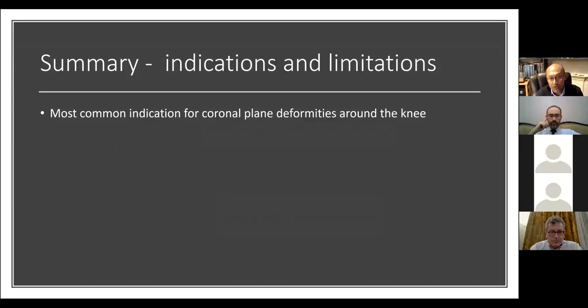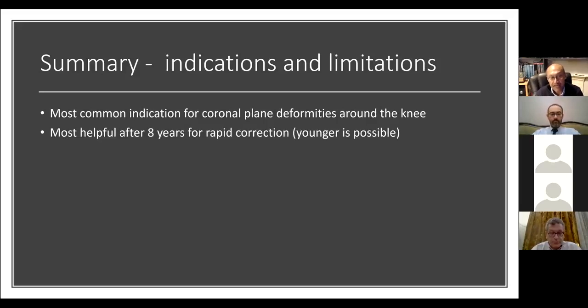So to conclude, what are the indications and limitations of using guided growth? Well, the most common indication, which most surgeons will use it for, will be coronal plane deformities around the knee. I've already shown you that during the rapid phase of growth in children, slightly earlier in girls than in boys, but both of them after the age of 8 is a good time to start using this technique because you get rapid correction.